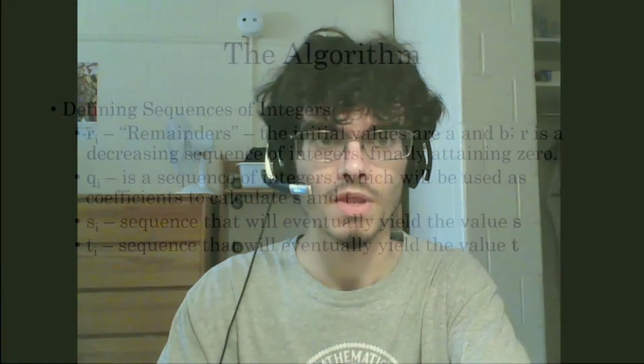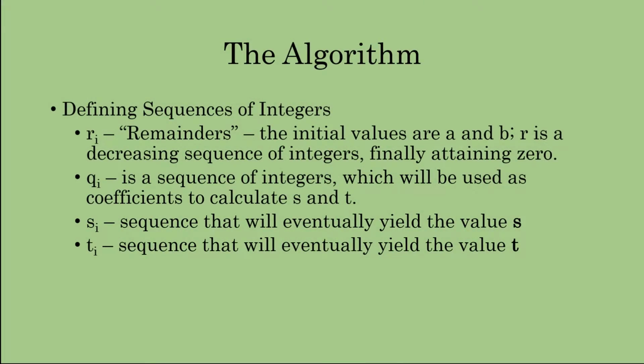It's a very important kind of sequence for this algorithm. Now, Q sub I is a sequence of integers which can be used as coefficients in order to calculate S and T. And perhaps predictably in terms of the notation, S sub I and T sub I are sequences that are used to compute the final values of S and T in Bezout's identity.